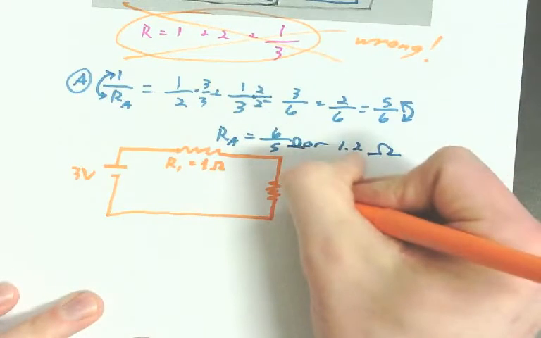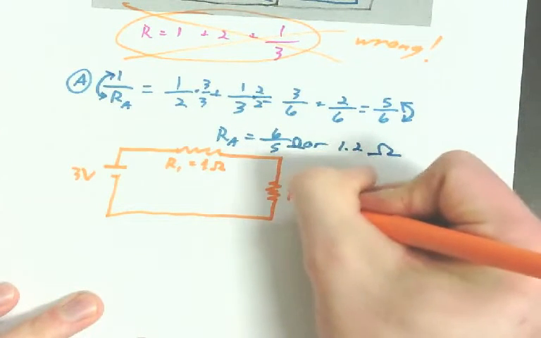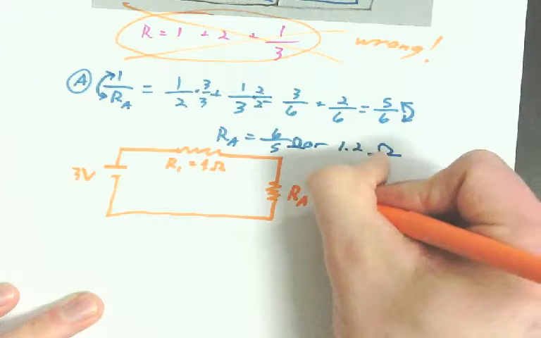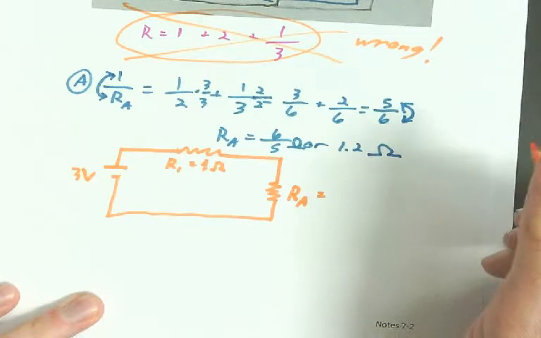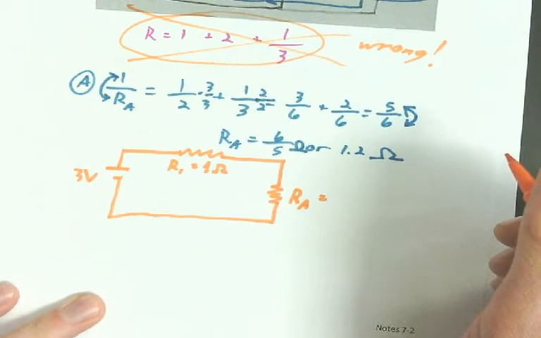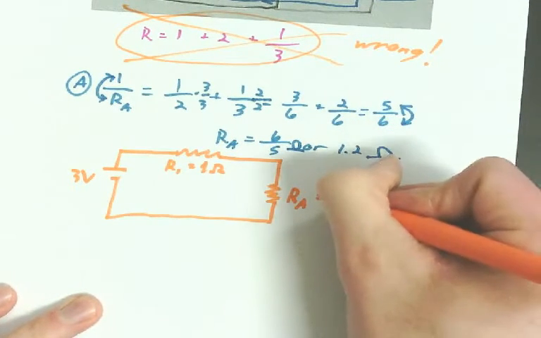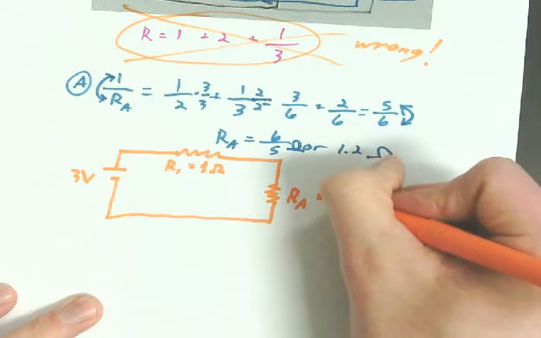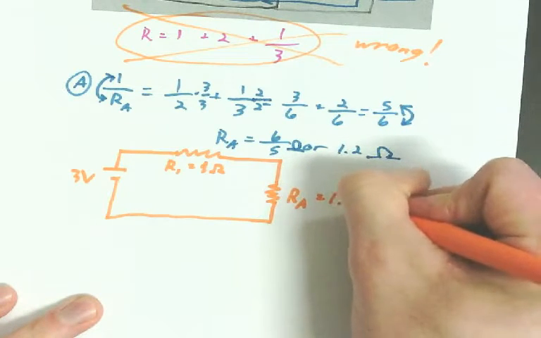I'm going to have one with the value RA. And that value for RA is 6/5, or we'll just call it 1.2.